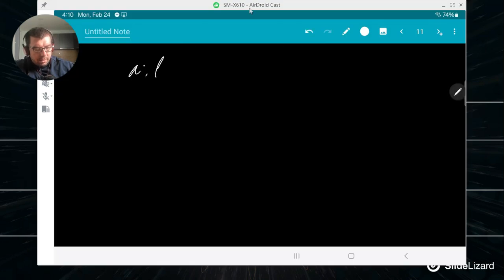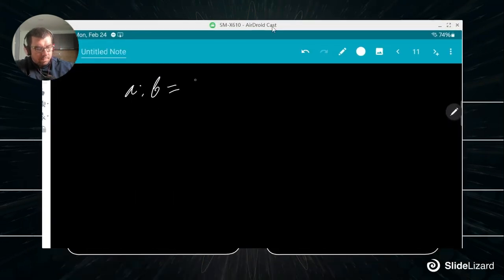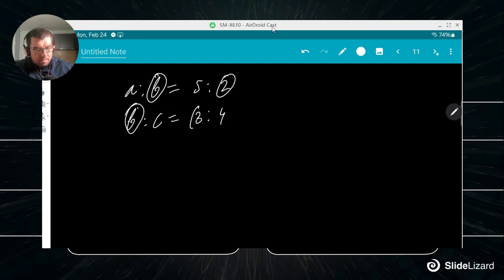A to b relates as 5 to 2, and b to c is 3 to 4. Now I need to make the b number, which repeats itself in the two proportions, correspond to the same number. So I need to expand these fractions here, 5 over 2 and 3 over 4, so I get the same numerator and denominator in both of them.